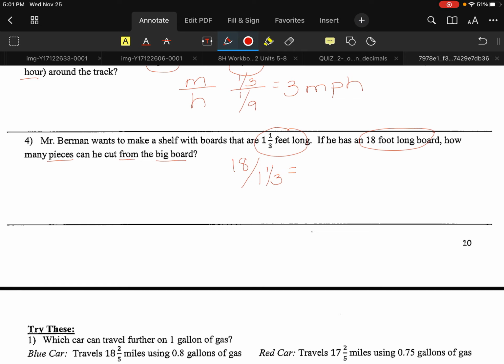1 1/3. And I get 27 over 2, which is the same as 13.5. So 13 1/2, 13.5, however you want to write that. So it would be 13.5 pieces. So a little weird there because it says how many pieces, and I don't want half of a shelf, but it doesn't say how many full pieces. It just says how many pieces. So 13 and a half pieces.